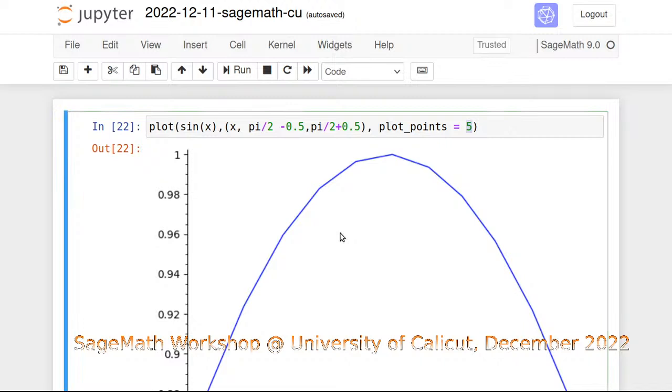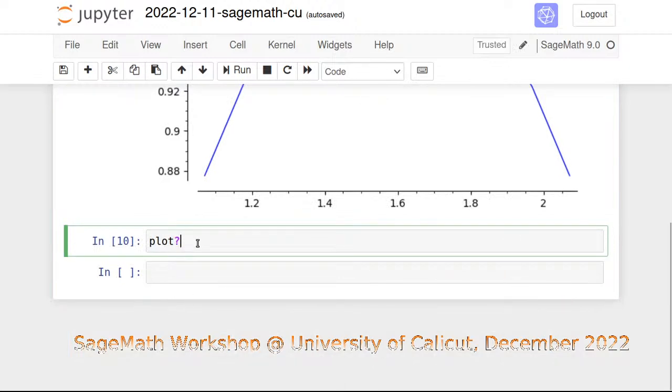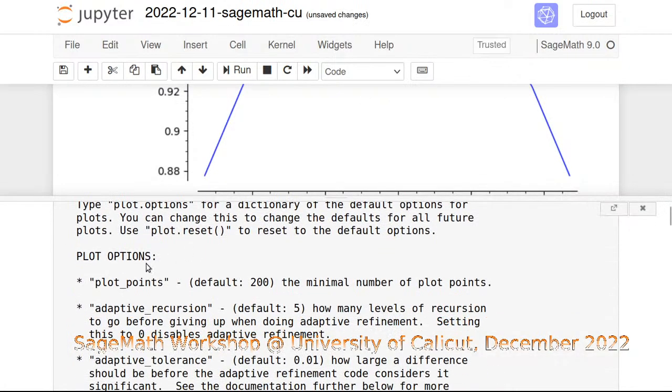Okay, for the time being, we can just take it to be like that. Maybe after this, let me see, plot points we have seen. That is the first option. What is the next thing? Okay, the next thing is the colors available. We were actually seeing these options here, right? So plot points is one.